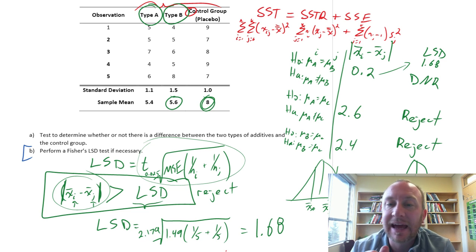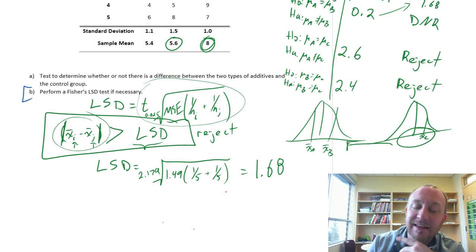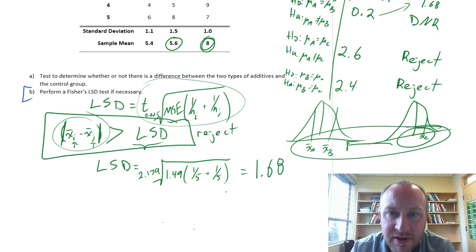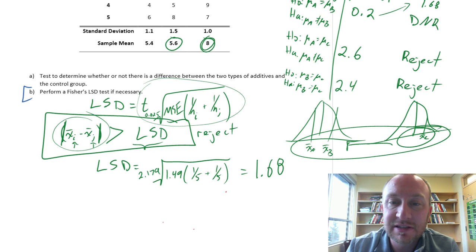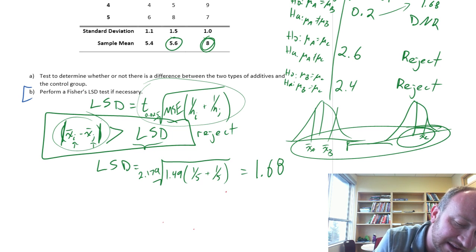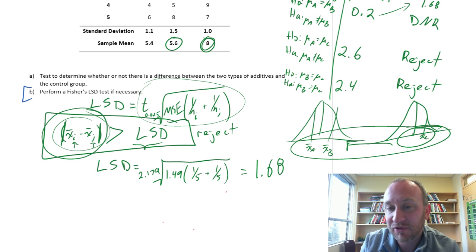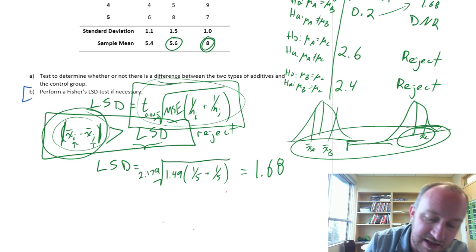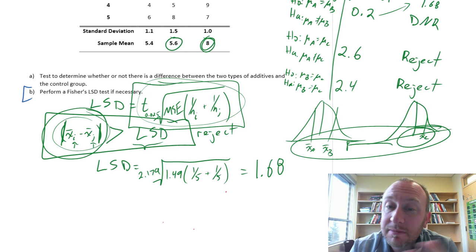So in this case, I cannot say that there's a difference between those two additives, but I can say that they are both statistically different from the placebo, or from the toothpaste that does not contain an additive. Okay, so that's all there is to our Fisher's LSD procedure. It's basically a series of 2 population tests where we have a slightly different type of rejection rule, comparing the absolute value of the difference of sample means to this Fisher's LSD level.